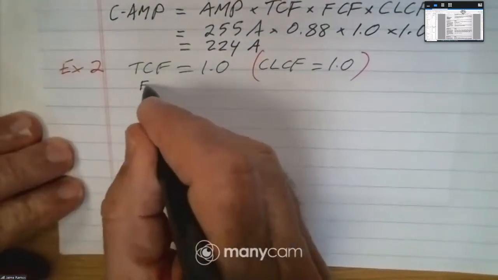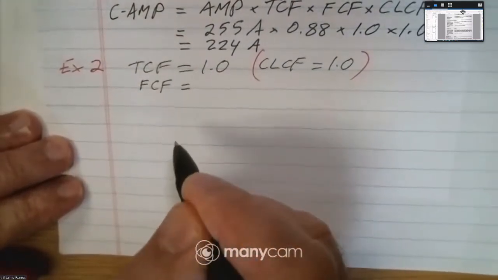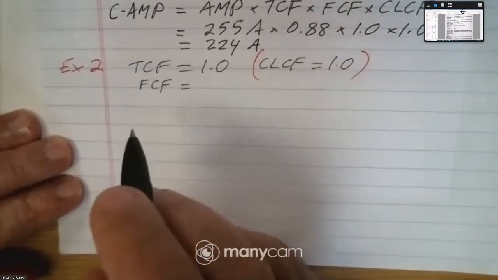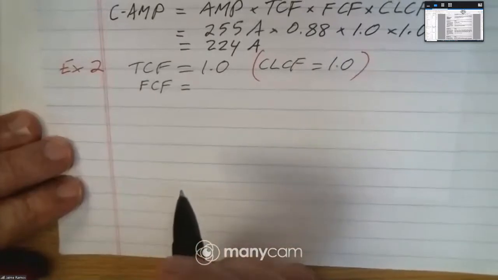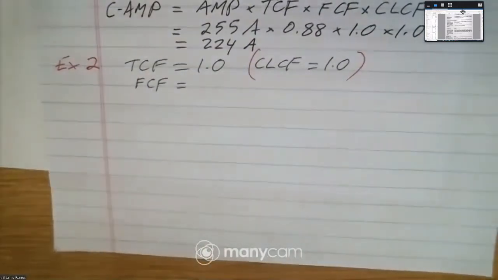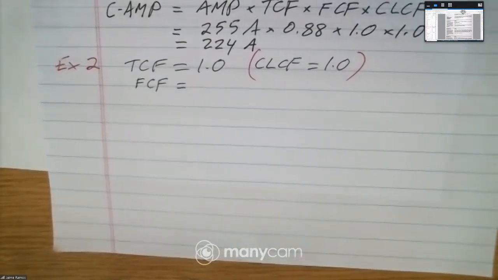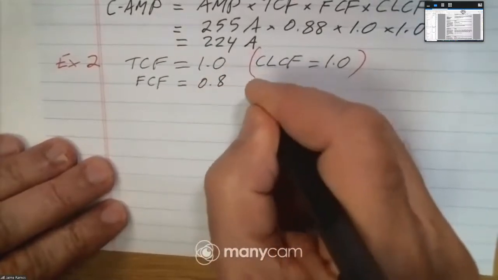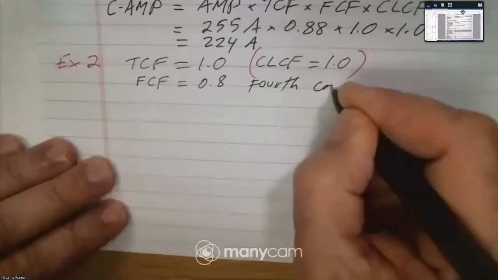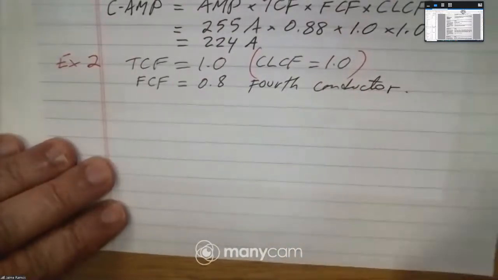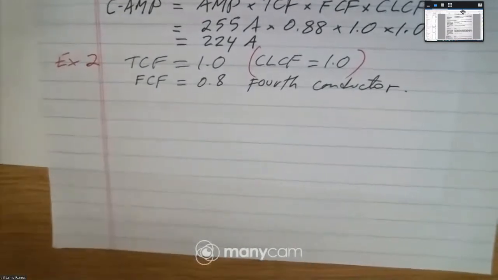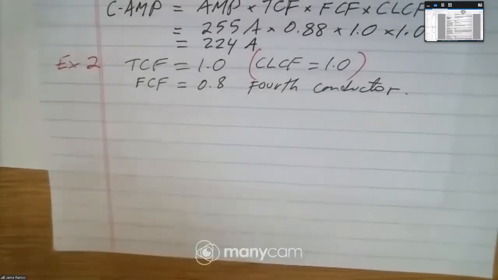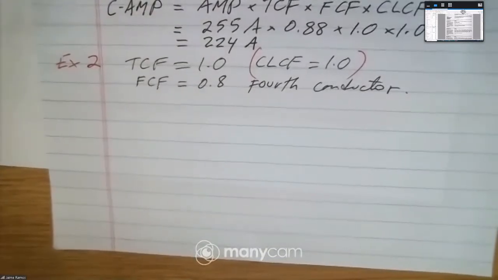But in this case, the field correction factor is, it says it should be considered a 4th conductor. So for the 4th conductor, it's 80%. Okay. So then that's example 2.